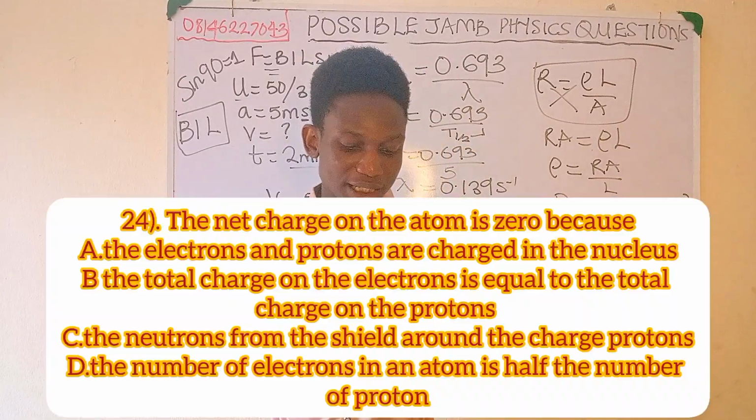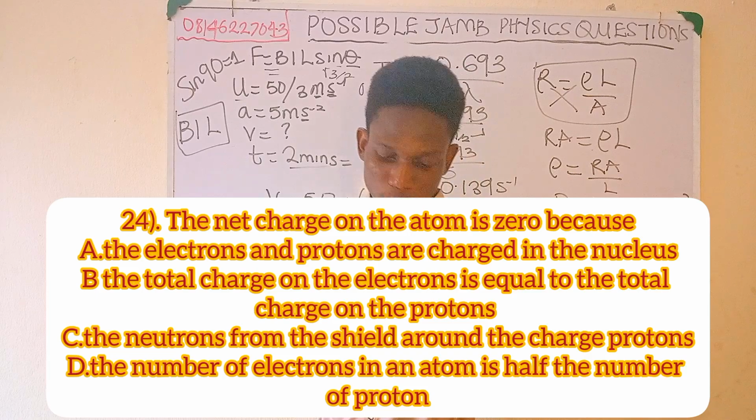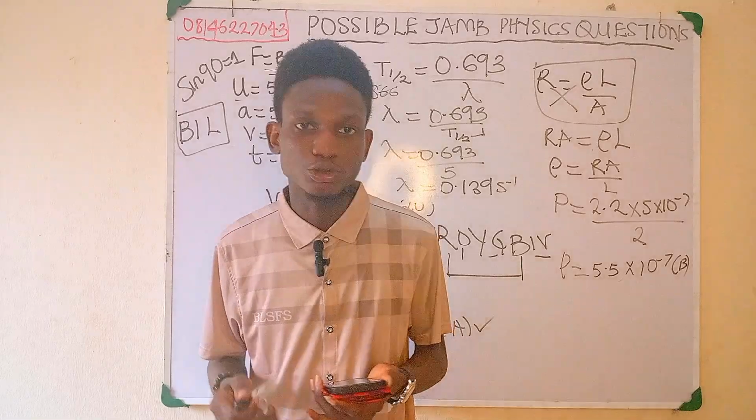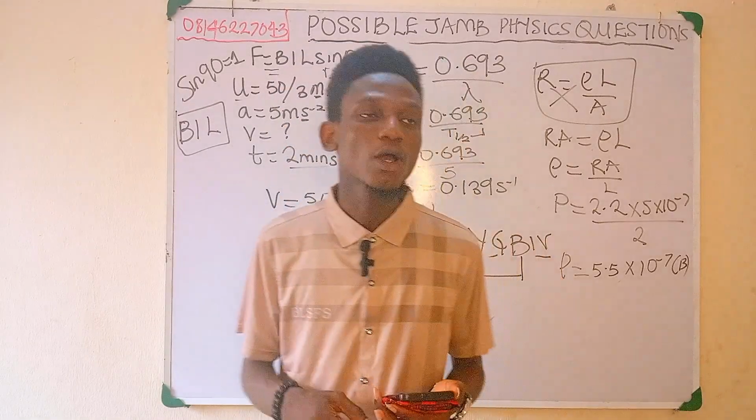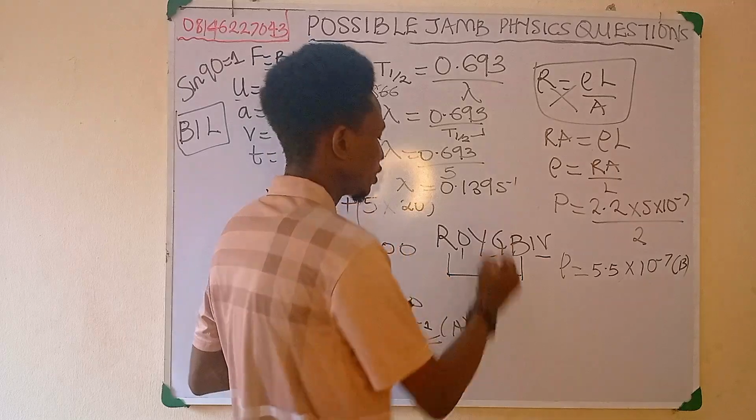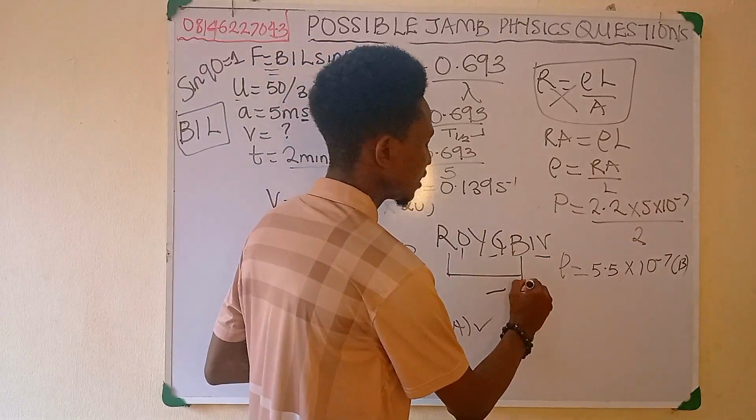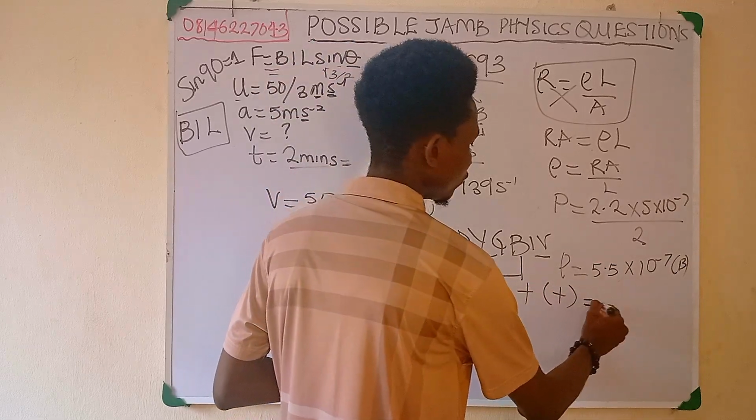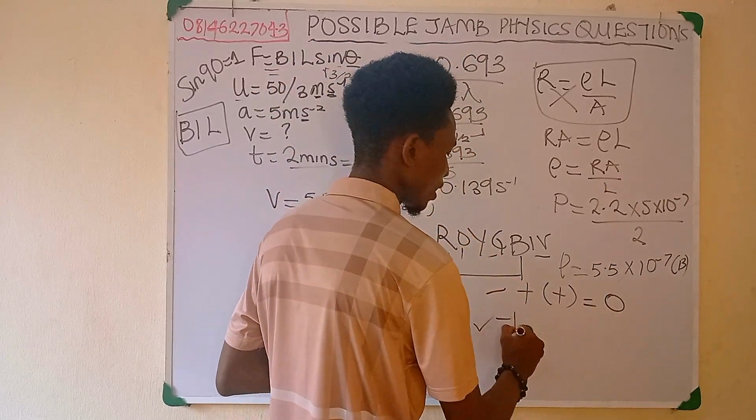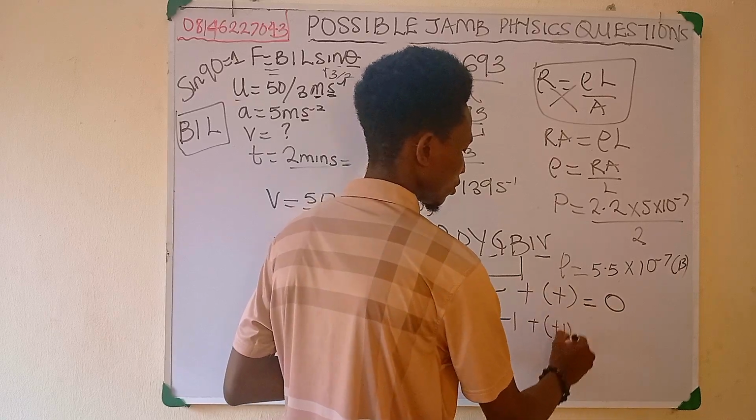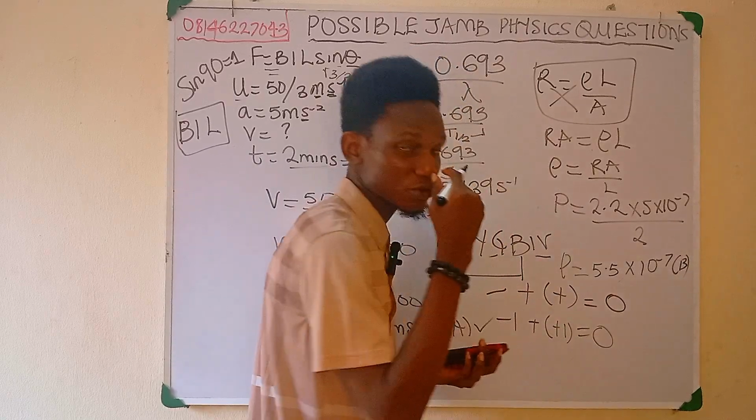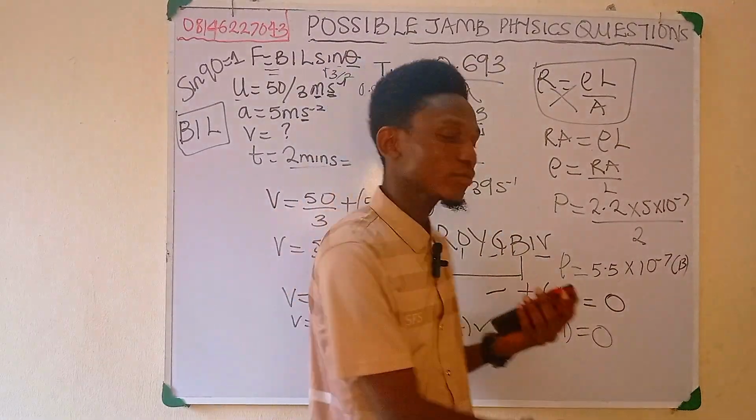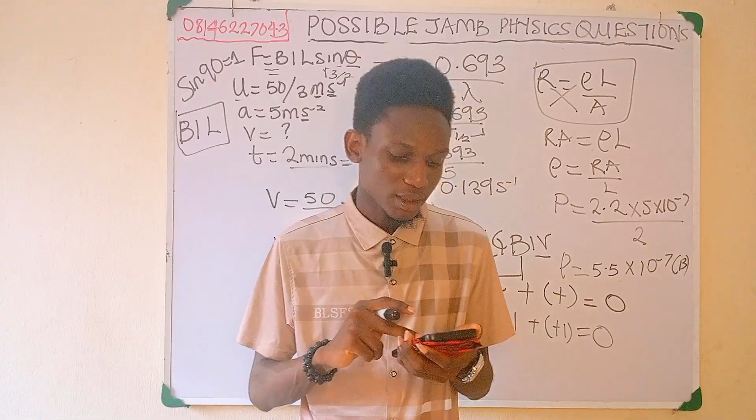Question 24 says the net charge on the atom is 0 because the number of electrons is equal to the number of protons. Now, the total charge of the electrons is equal to the total charge of protons. Electron is negative, then this guy is positive. So minus and plus will give you 0. So if you have minus 1 plus 1 equals 0. So the net charge is 0 because of the different signs, the different charges that both of them have.